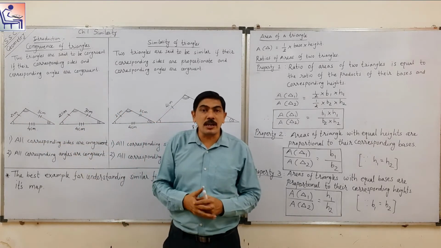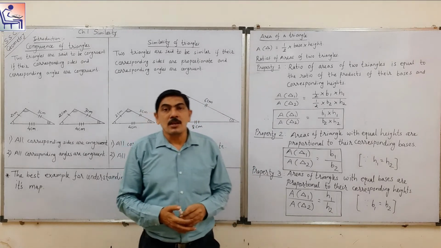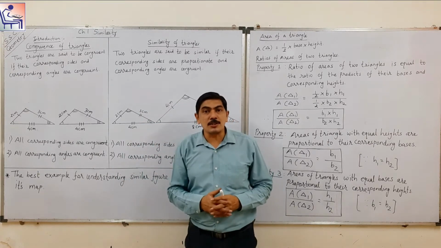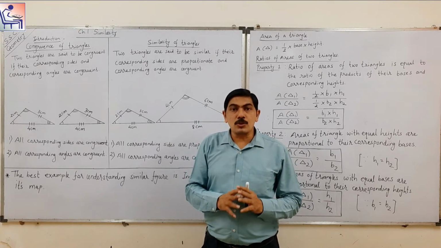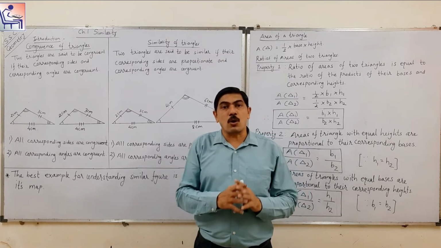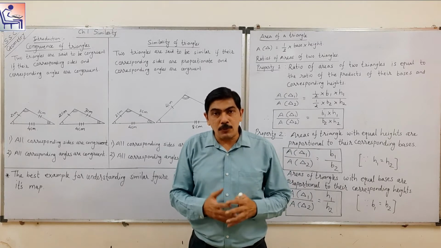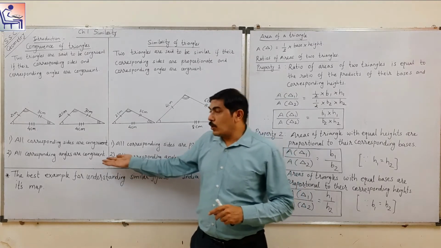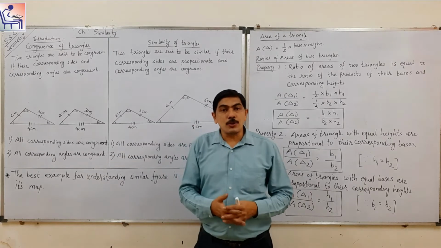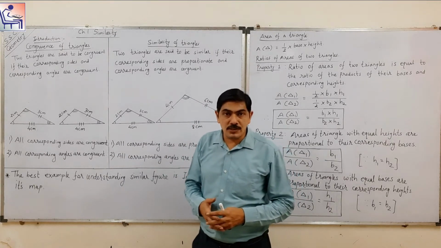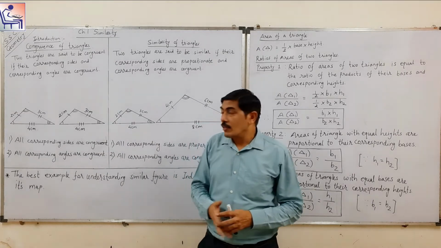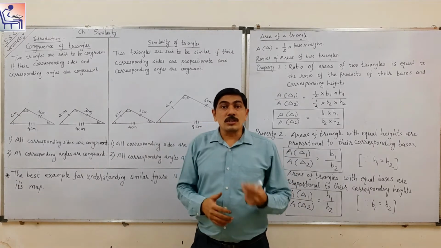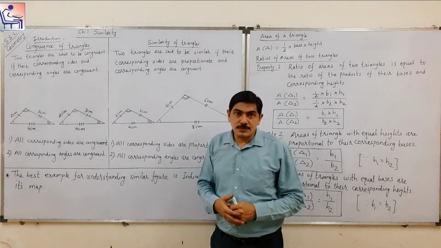वैसे ही हमें corresponding angles भी चेक करने होते हैं. So अगर किसी दो triangles में आपको तीनों sides उन दोनों triangles की तीनों sides congruent हो मतलब equal हो और तीनों angles भी अगर congruent हो मतलब equal हो then we say that these two triangles are congruent. Now, what is the similarity of triangles?